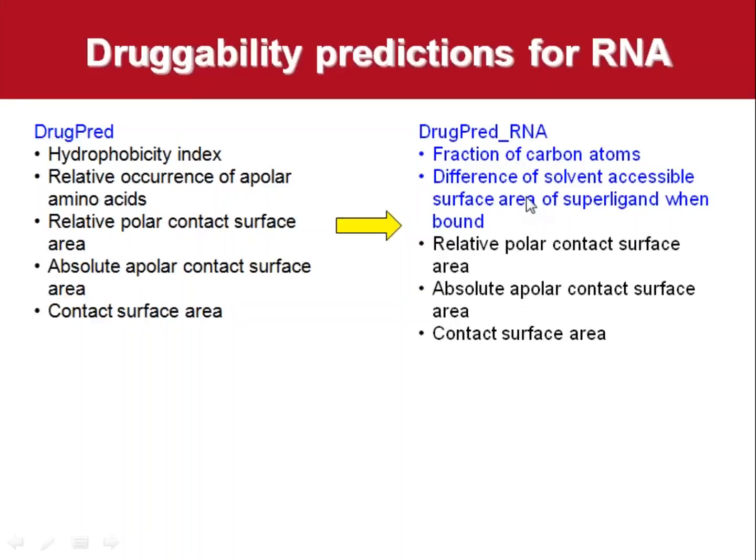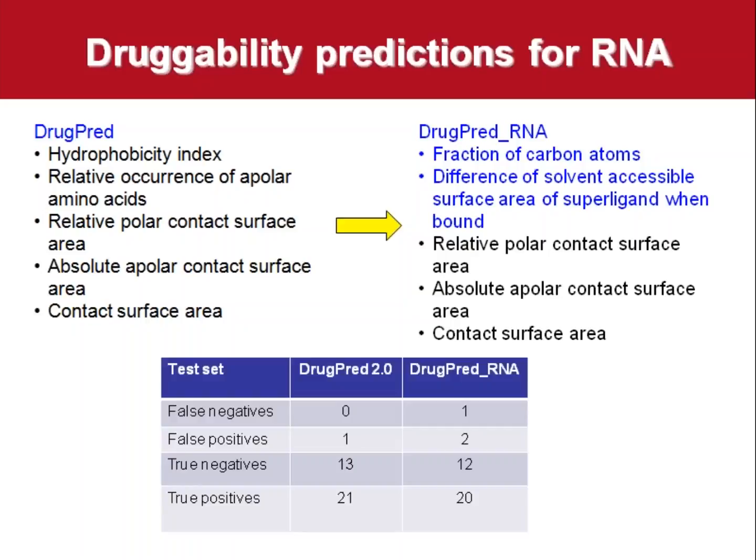So what we came up with is these descriptors here. So we kept the relative polar contact surface area, the absolute apolar contact surface area and the contact surface area. But we changed the hydrophobicity index and the relative occurrence of apolar amino acids. So what we use when we apply the method to RNA is the fraction of carbon atoms in the binding site and the difference of the solvent accessible surface area of the superligand when bound to the target, or if the superligand would be free. So if we use these descriptors, we can then also train the PLS model again. And here's just an overview of the results.